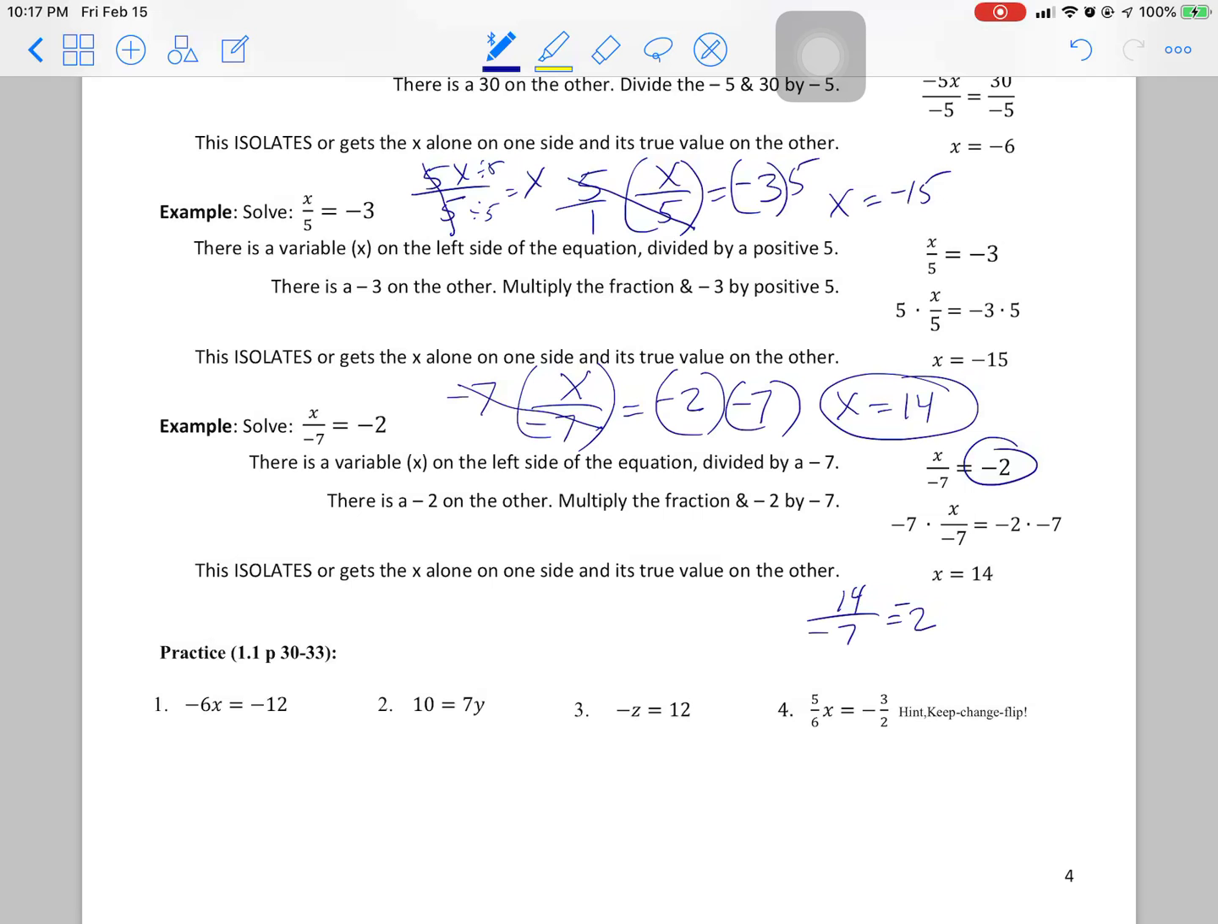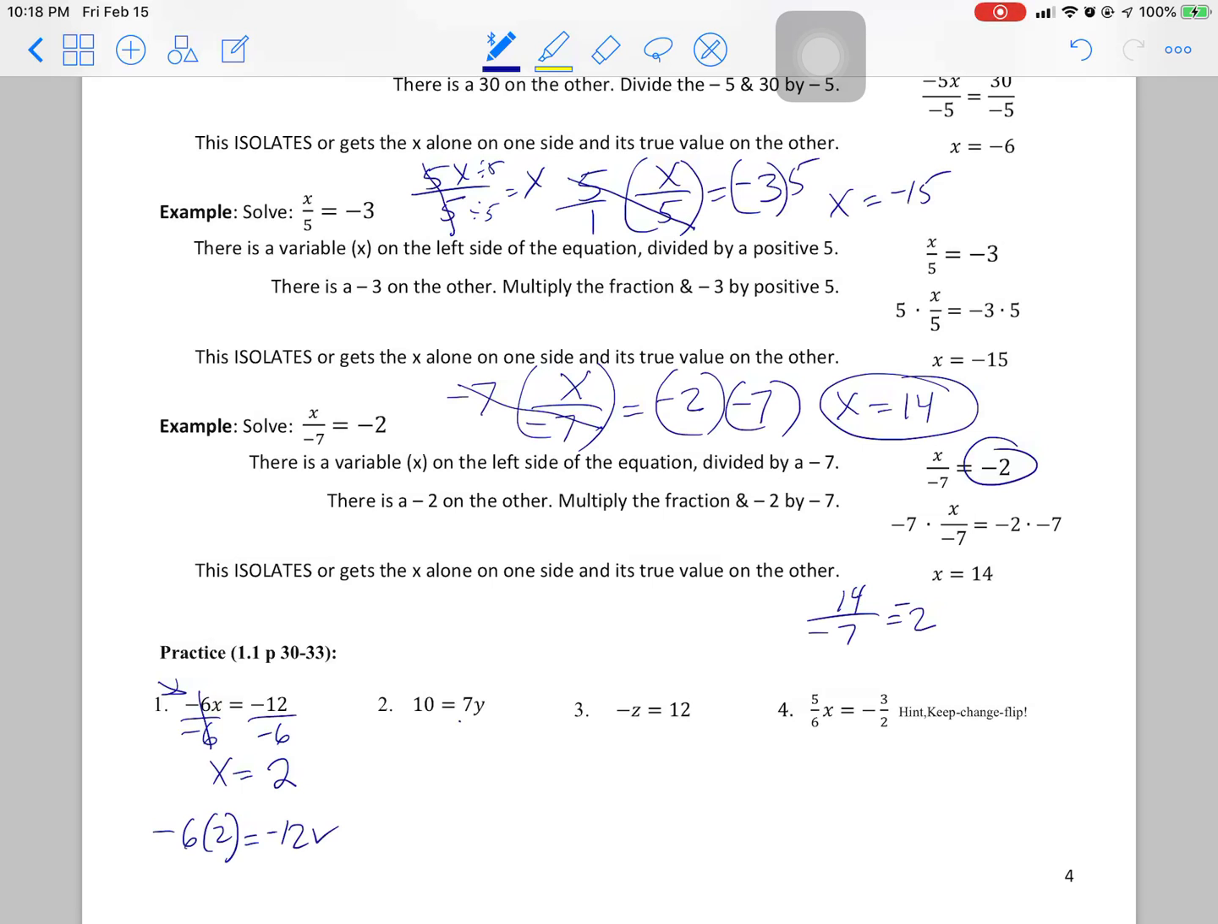There's no distribution. There's no combining like terms. It's just I need to isolate my x. Divide by same. Divide by same. Whatever I do to one side, I do the other side. -12 divided by -6 is a 2. Okay? -6 times 2 equals -12. So we're good.